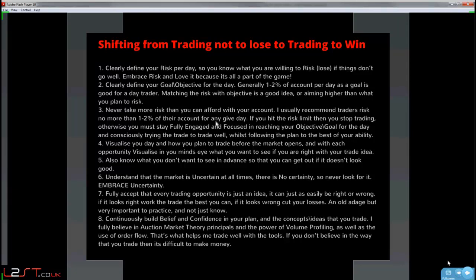Clearly define your goal objective for the day. Really important. Like I said, generally 1 to 2% of your account as a goal is good, and don't risk any more than that. Matching the risk with the objective is a good idea. So if you risk 1% of your account, aim to make 1% per day. Of course, your objective then will be to make that 1% more often than you lose your 1%. Aim higher, even better. Aim for 1 to 2% of your risk per day. Aim to make more than what you risk per day. Not per trade, I'm talking about per day here.